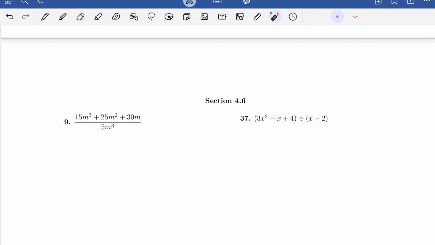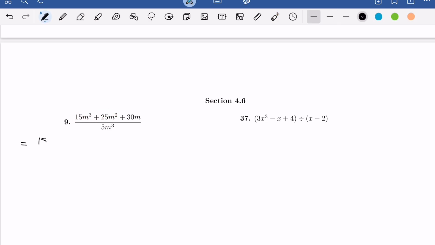Now, in this next section here, we're looking at dividing polynomial expressions. For example 9 here, we'll see that this is going to be our easiest case, and it's whenever we're dealing with monomials in the denominator. So what's happening here is we have this trinomial in our numerator and this monomial in our denominator. So this 5m cubed is dividing this, this, and this. So let's go ahead and write that.